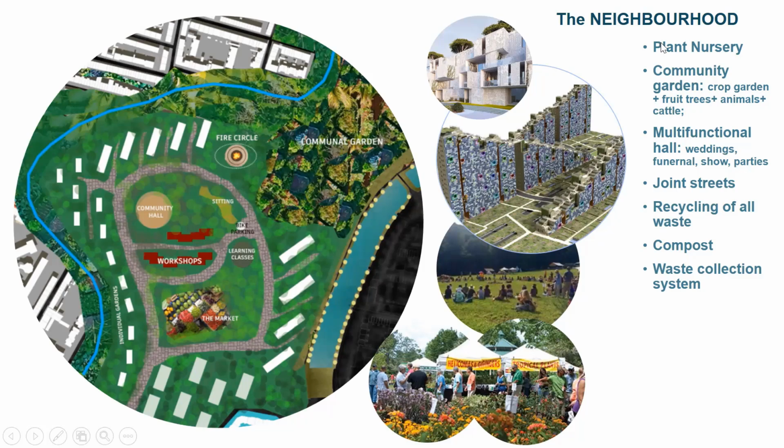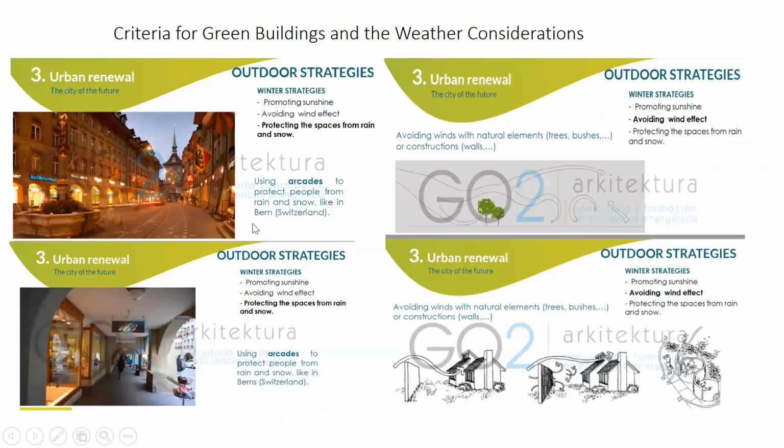This is how the neighborhood looks like. Joint streets, recycling of all waste, there was compost, and there was a waste collection system. Now the buildings, they kind of took these shapes. I suggested this shape because they maximize space efficiency as much as possible, and they block the wind, so wind goes over them with such designs. And you can see how people are interacting in these spaces.